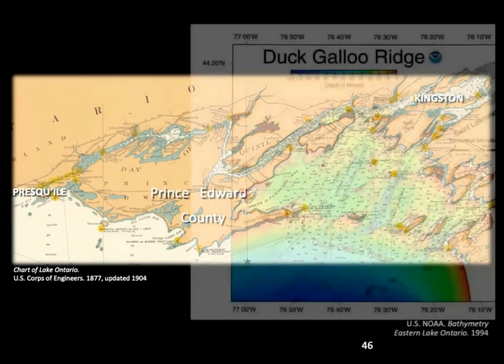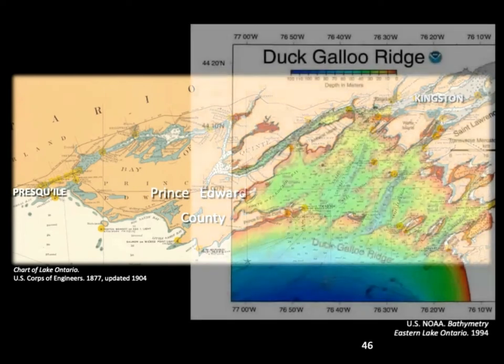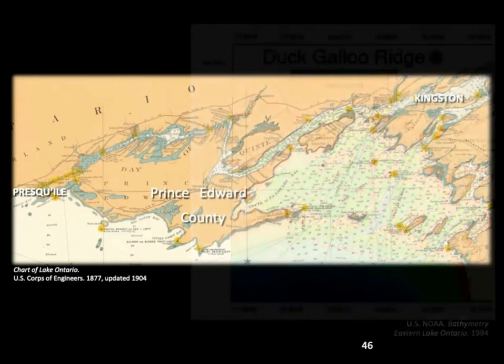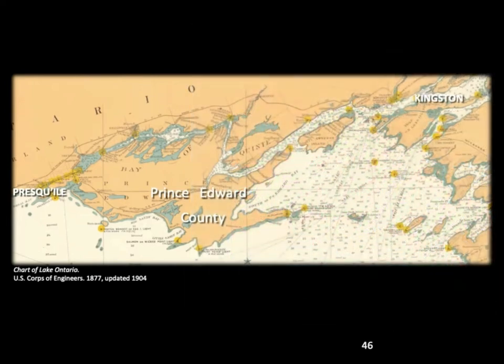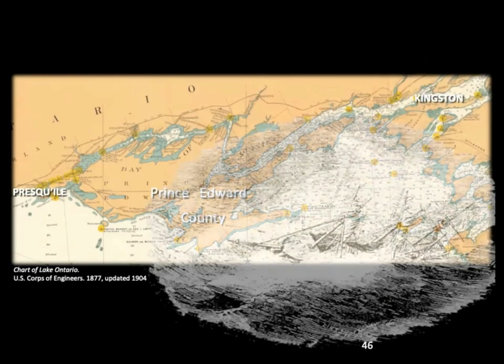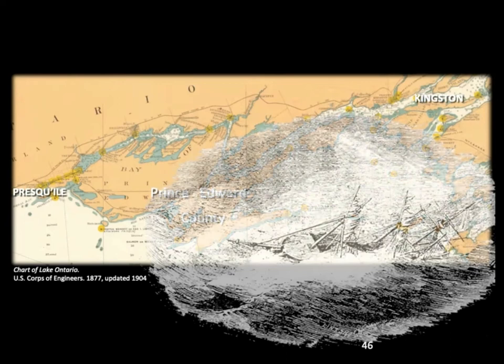This line of natural obstacles is known by hydrographers as the Galloo Ridge. This is where the otherwise deep lake suddenly becomes shallower and narrower, thereby magnifying the effects of storms, which resulted in such a large number of ship sinkings and shipwrecks in the 19th century that this area became known as the graveyard of Lake Ontario.